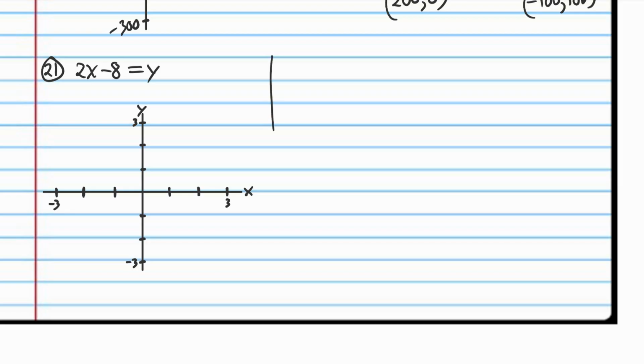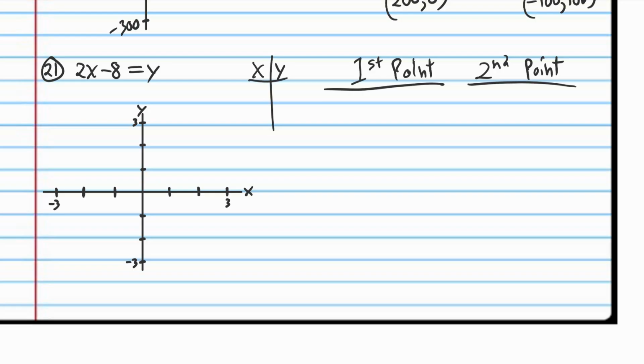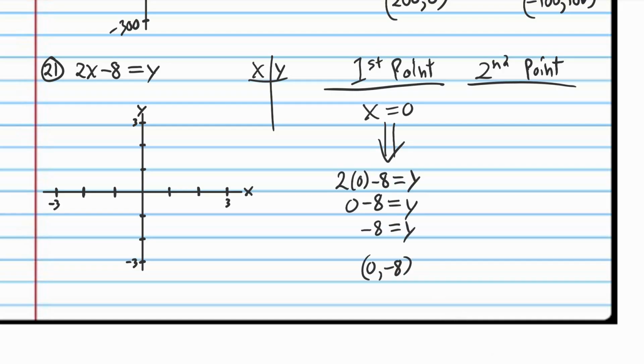All right, we're back. So y is isolated, so we're going to plug in the x value first. So y is negative 8. So you can see we have to change the scale. It's not going to fit.